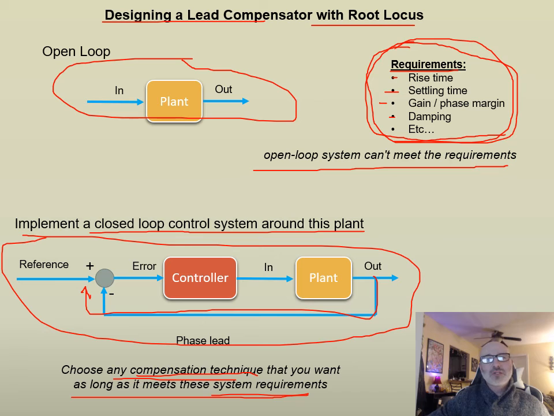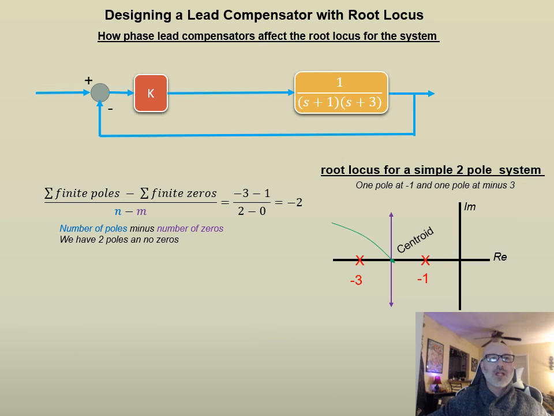Now the question we want to ask ourselves is, how do we know which one to choose? And again, we can look at what our requirements are, what our system is as a whole, and why we choose, in this case here, our phase lead as our compensator. In order to analyze that a little bit more, we're going to take a look at how the phase lead compensator is going to affect the root locus plot here for our system.